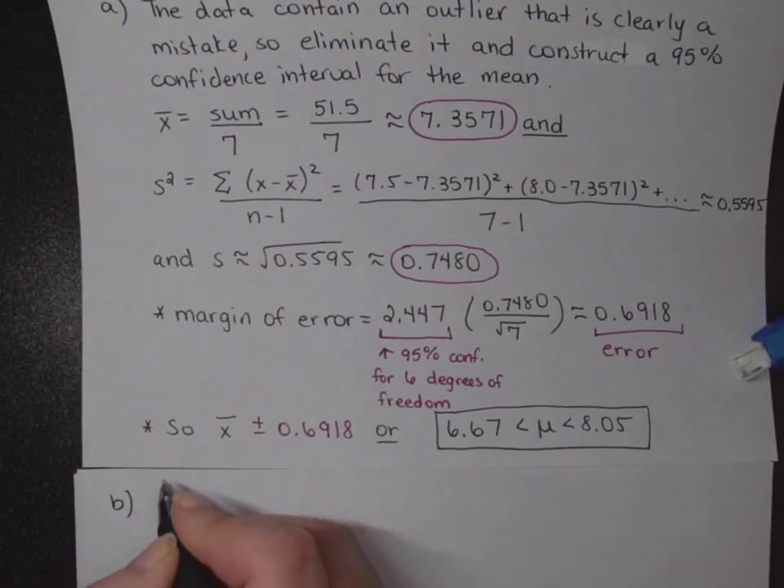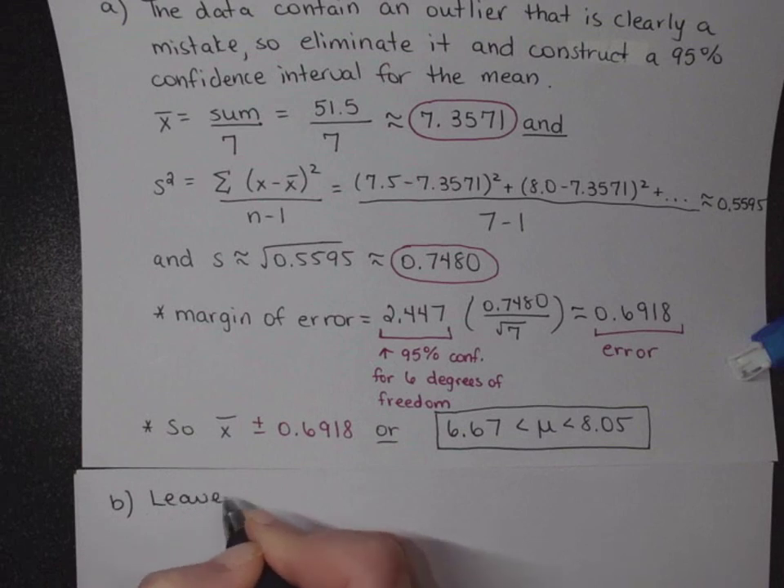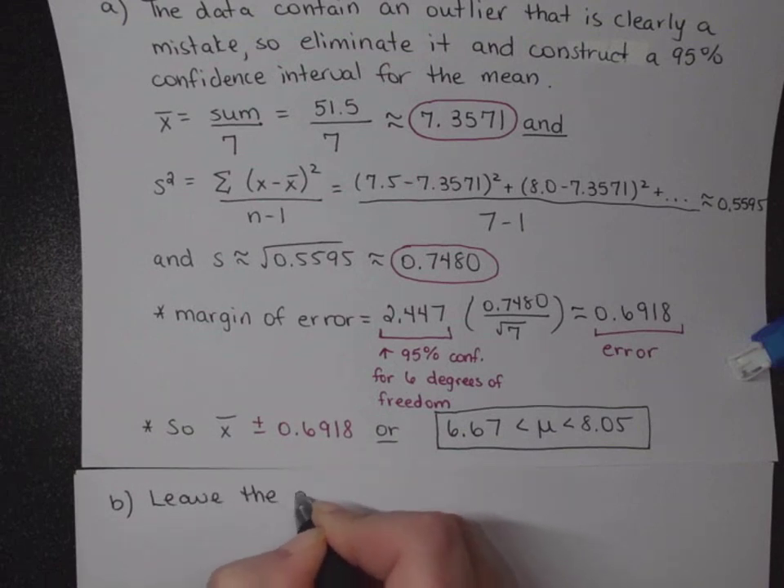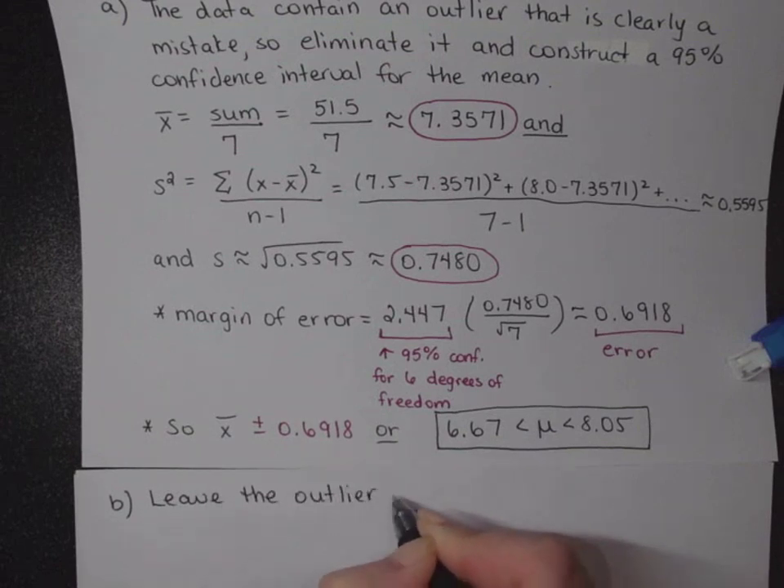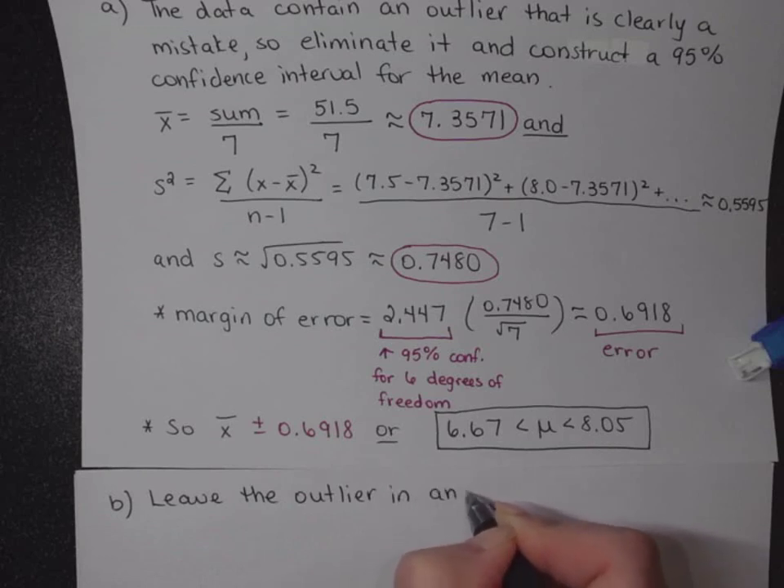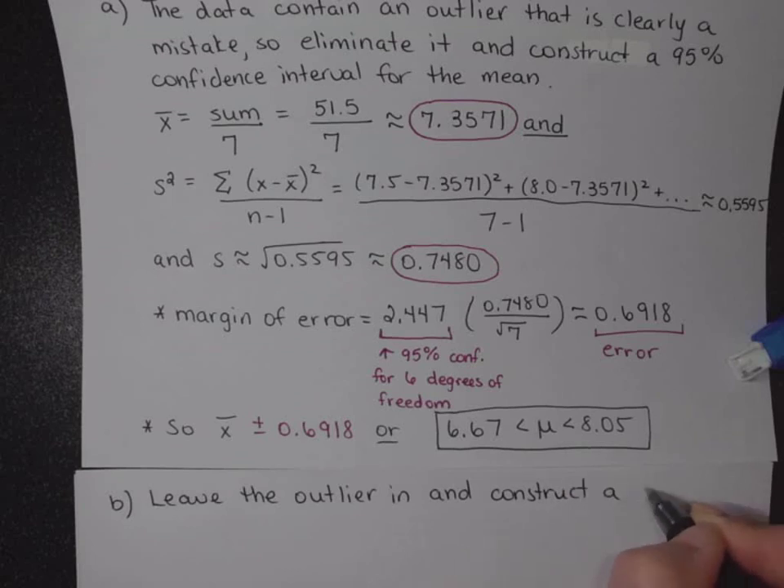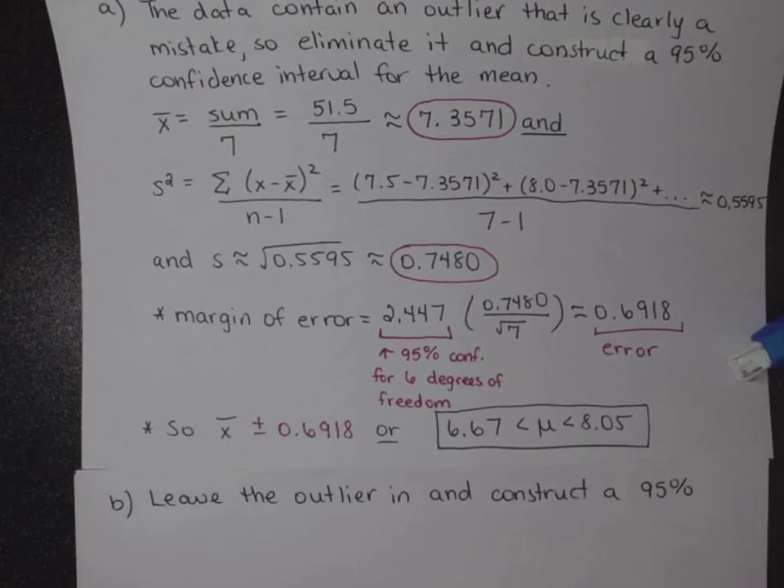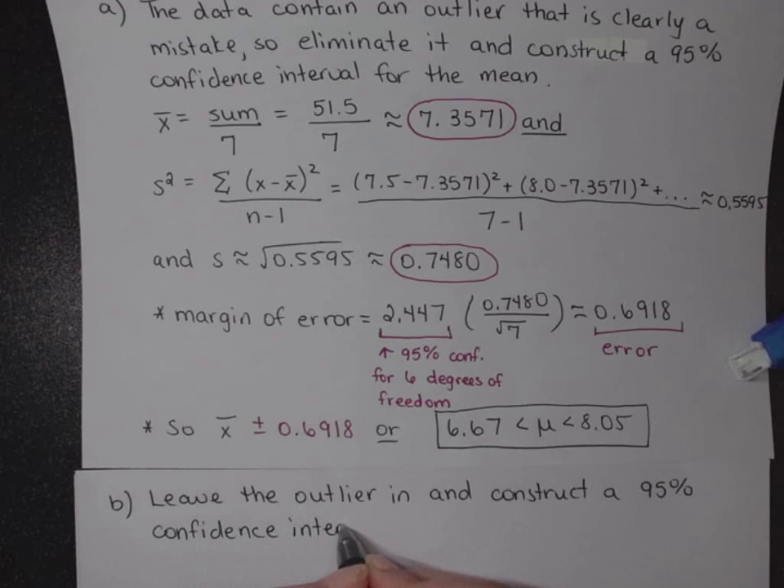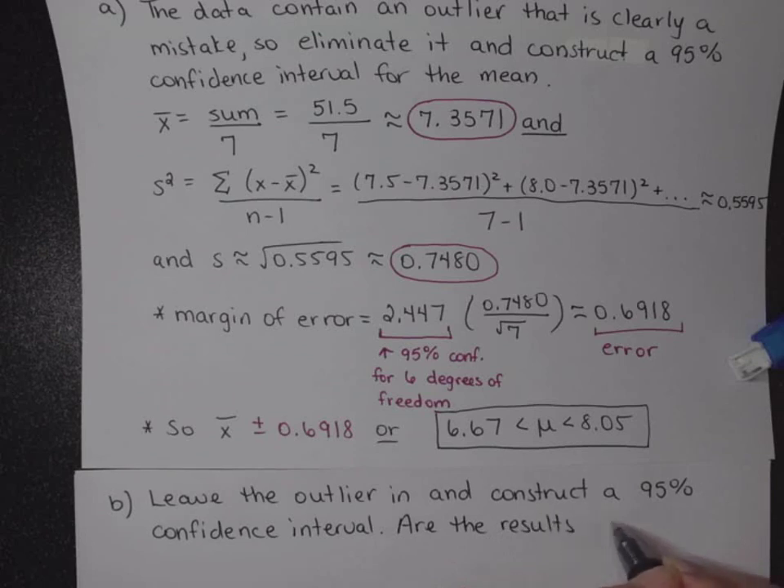Okay, and there's going to be one like this on your homework, so that's why I wanted to do one like this with you. So part B, let's say I want you to leave the outlier in this time. So let's say you weren't paying attention and you didn't notice the 24-hour guy. And then I want you to do the same thing, construct a 95% confidence interval. And then I want you to tell me if the results are noticeably different. In other words, is including that one outlier really that big of a deal?